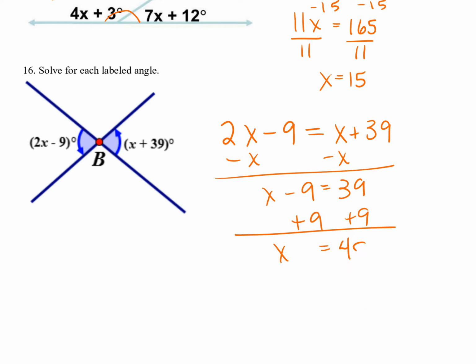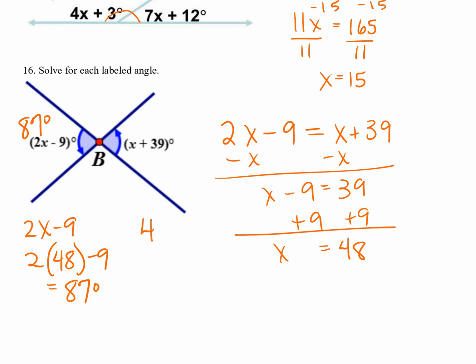Sorry, I'm trying to rush here. Okay, x equals 48. And then I need to substitute in. So 2x minus 9 is 2 times 48 minus 9. And that equals 87. I would expect that the other one should be 87. So 48 plus 39 equals 87. And that is the degrees of those two vertical angles.